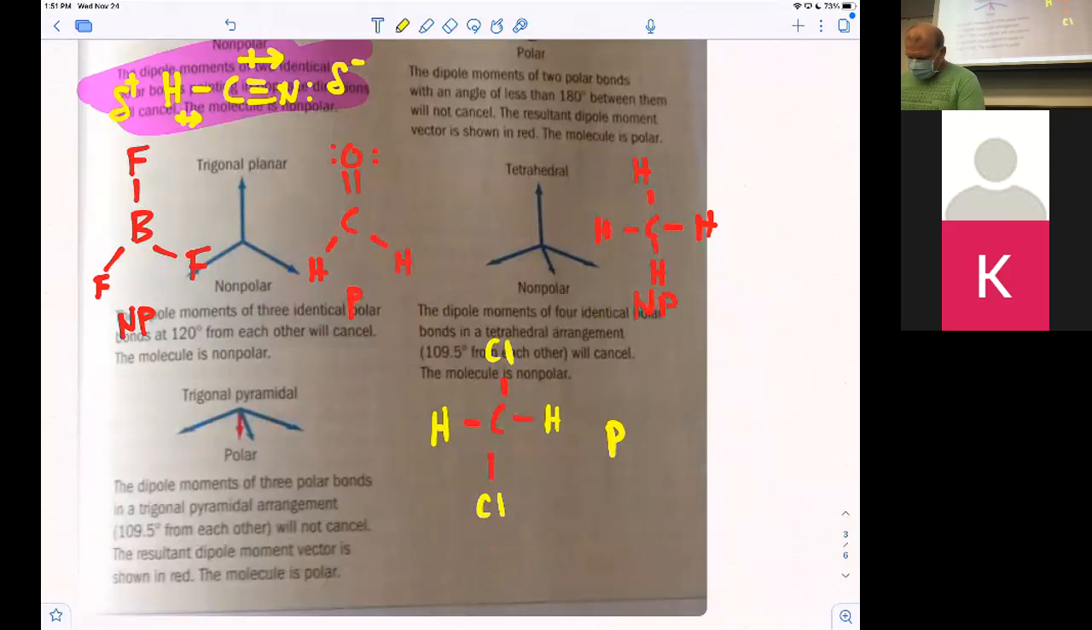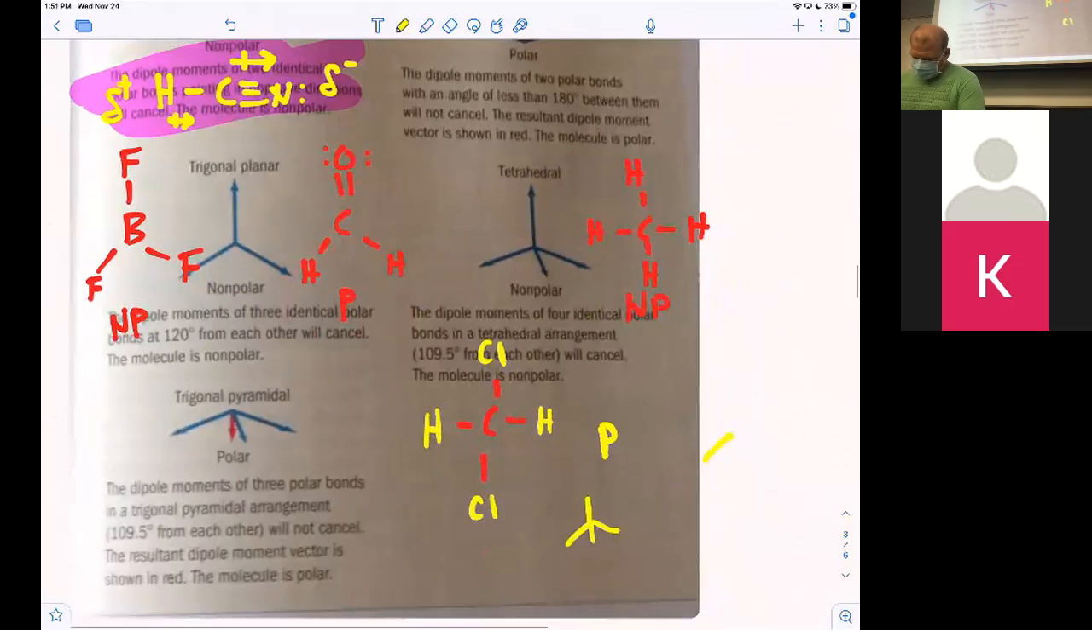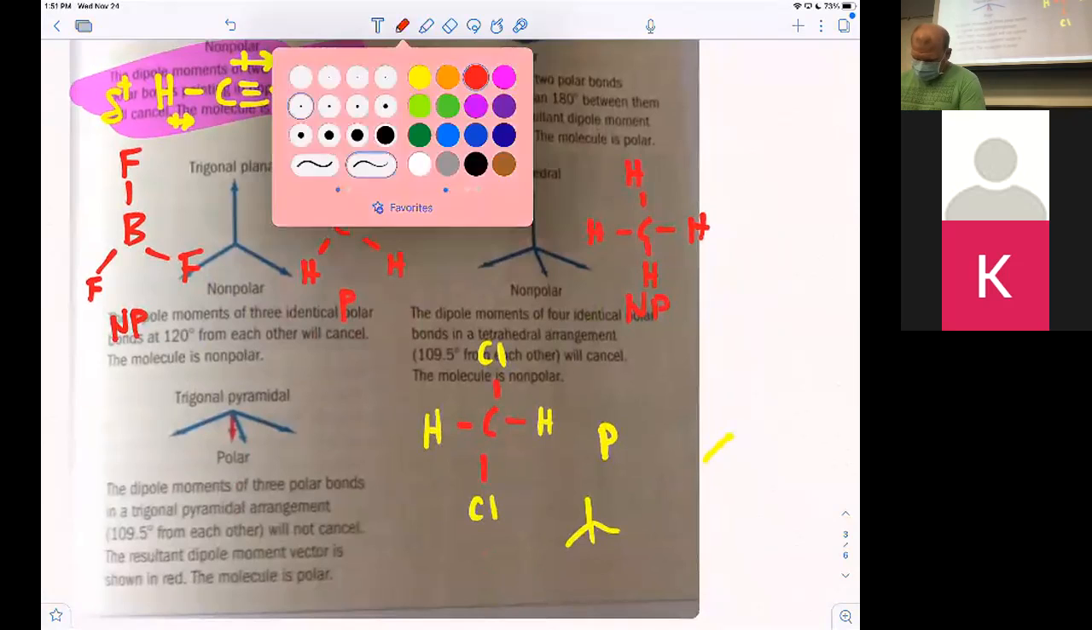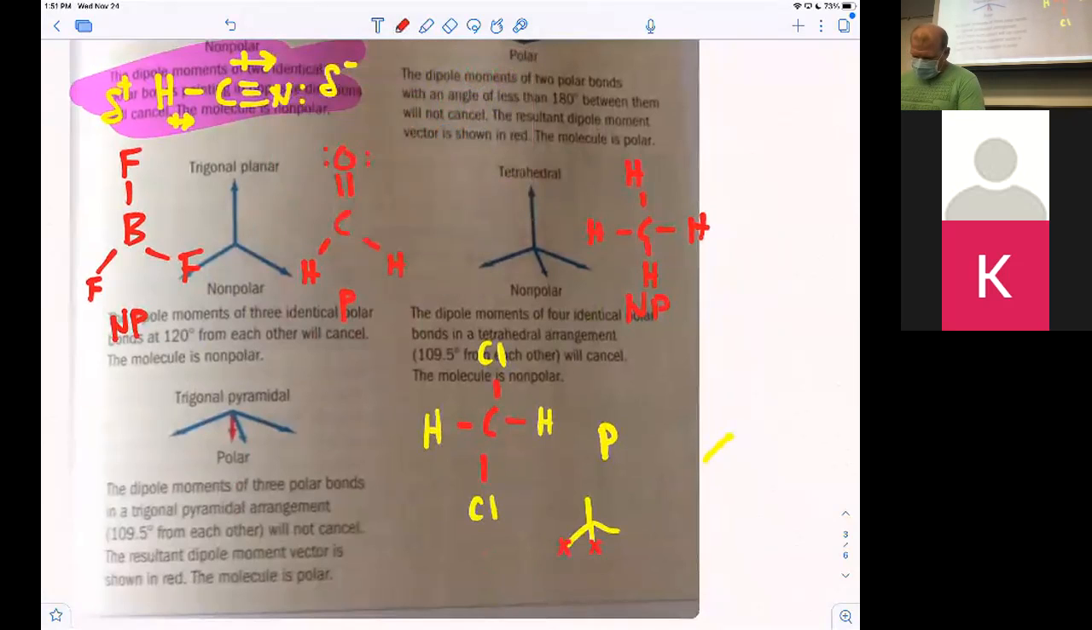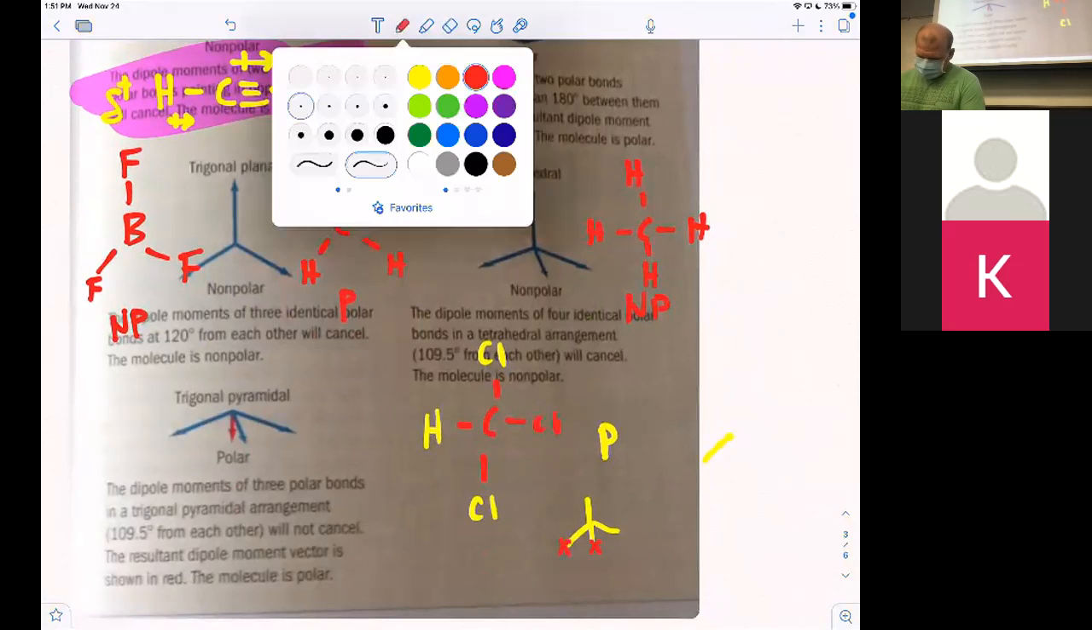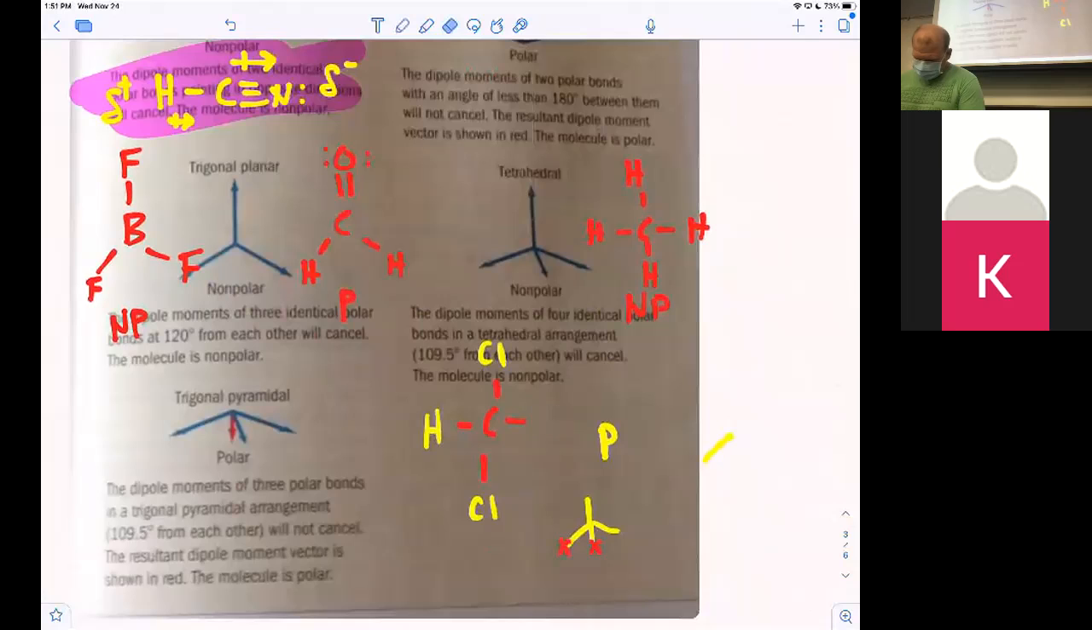So remember the tetrahedron is like this. You have two atoms like this. So this molecule, as written, is still polar. Remember, this is in 3D, not 2D. So what if I add another atom there? What if I add another chlorine here? Is this polar or non-polar? Polar, correct.